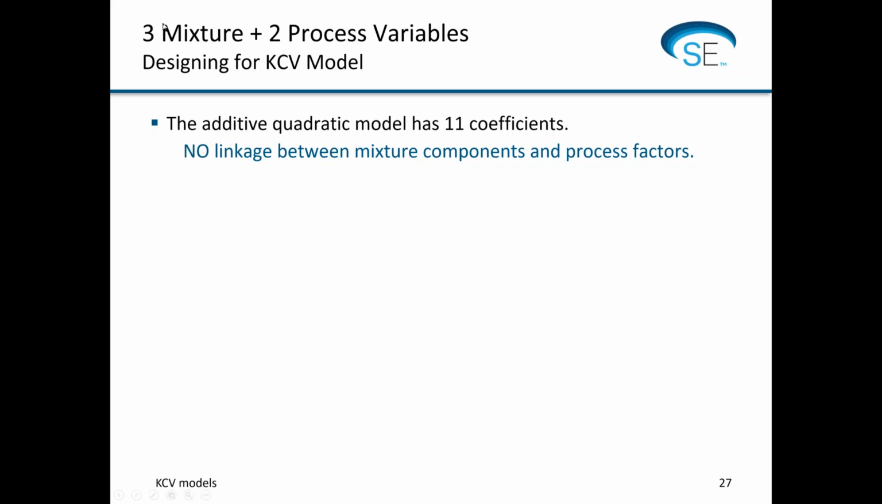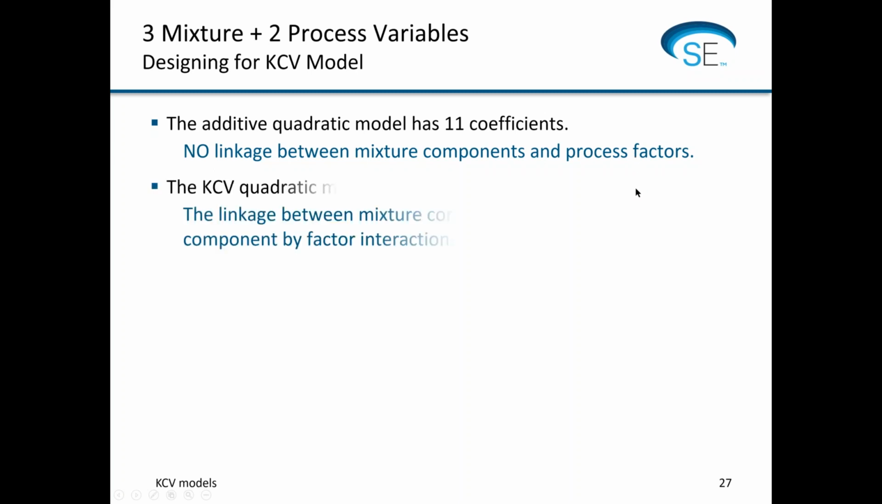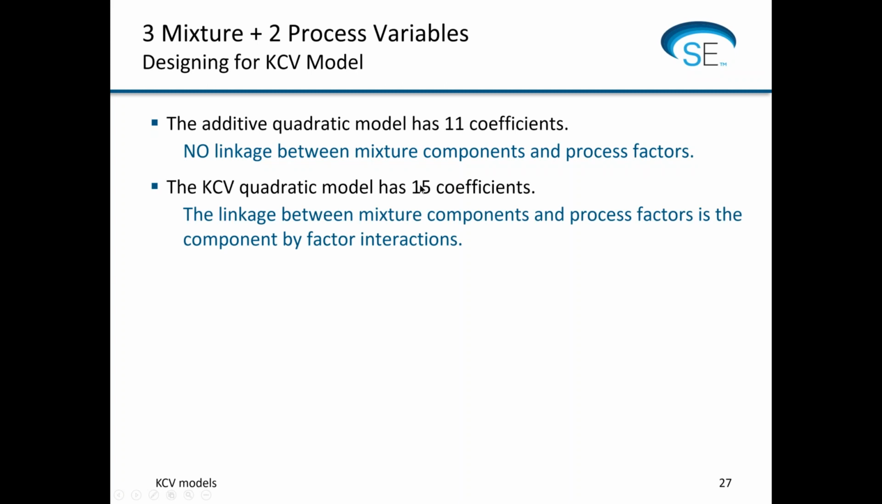If we look at this 3 mixture with 2 process, if I did the additive model, it would have 11 coefficients, but we'd have no linkage between the mixture and the process factors. Doing the KCV increased the number of coefficients by only 4, but we built in linkage between the mixture and the process factors.